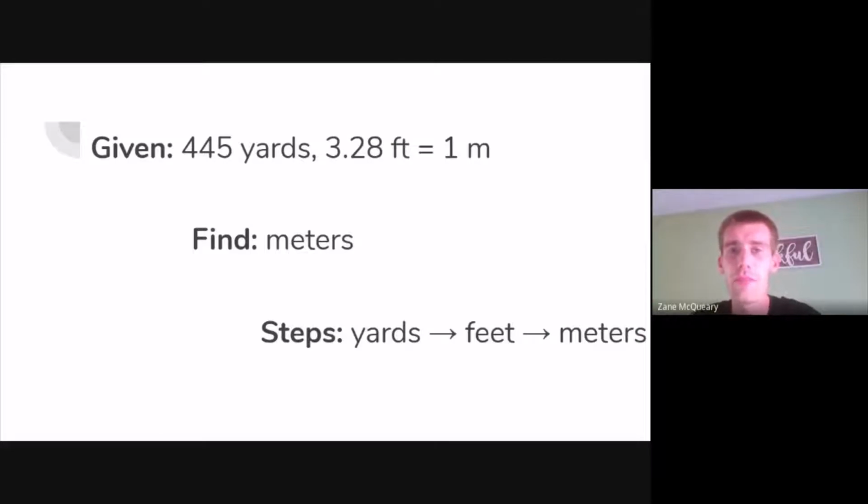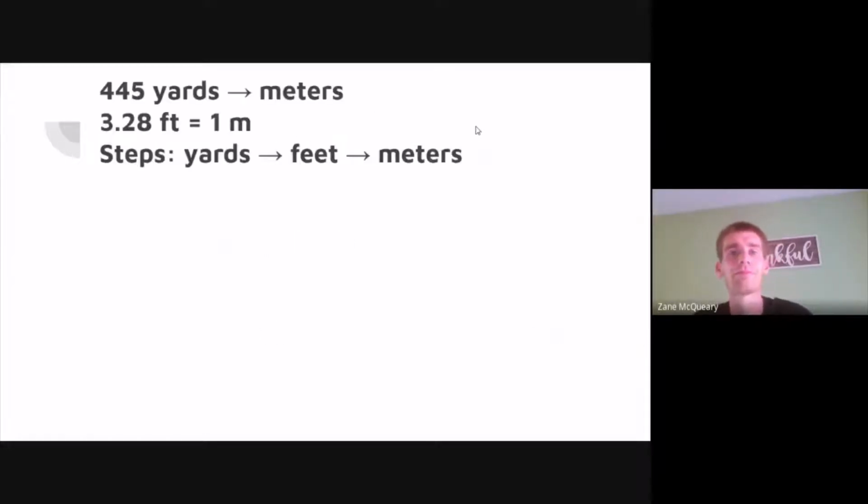Our given information, we have 445 yards and our conversion factor. We are asked to find the length in meters, and we have listed out our steps here because you can't necessarily go from yards straight to meters unless you're given a conversion factor. Our conversion factor is not that. It goes from feet to meters. So in order to get there, we have to go from yards to feet to meters. Those are the steps we're going to take.